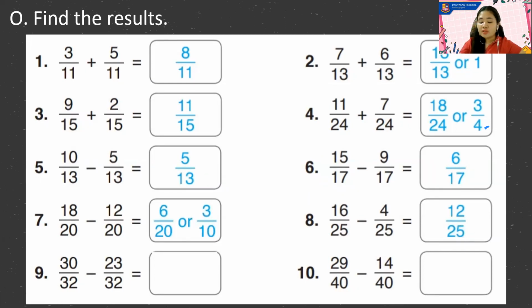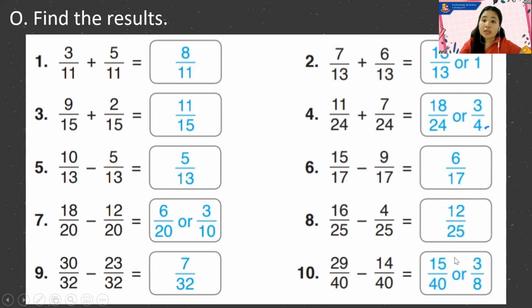Number 9, 30/32 minus 23/32. What's the answer? So 30 minus 23 is 7 over 32. So that is the answer. Number 10, 29/40 minus 14/40. So 29 minus 14, the answer is 15 over 40.